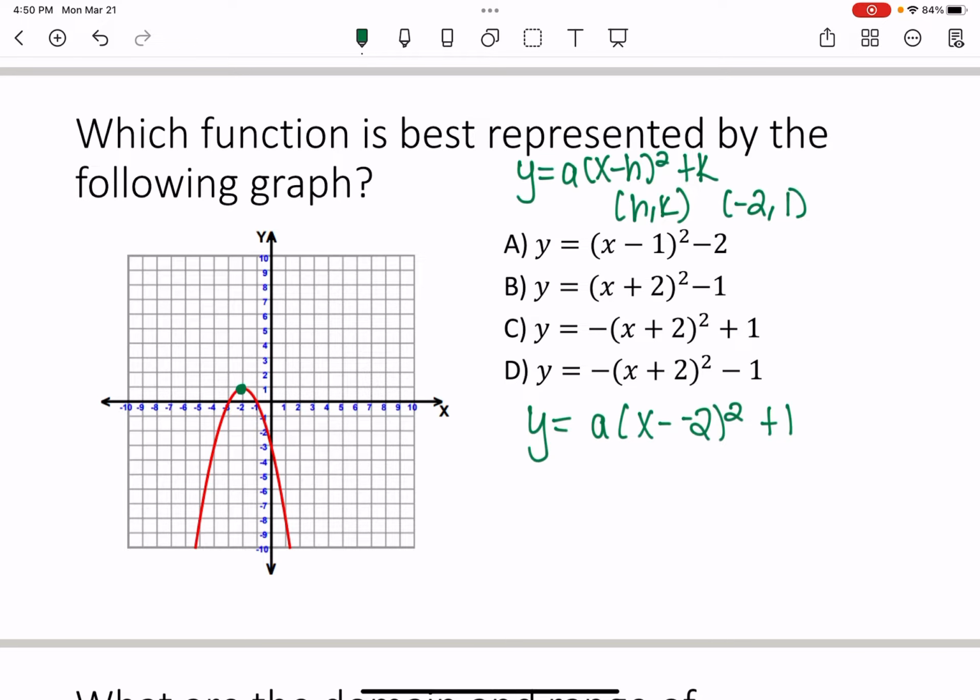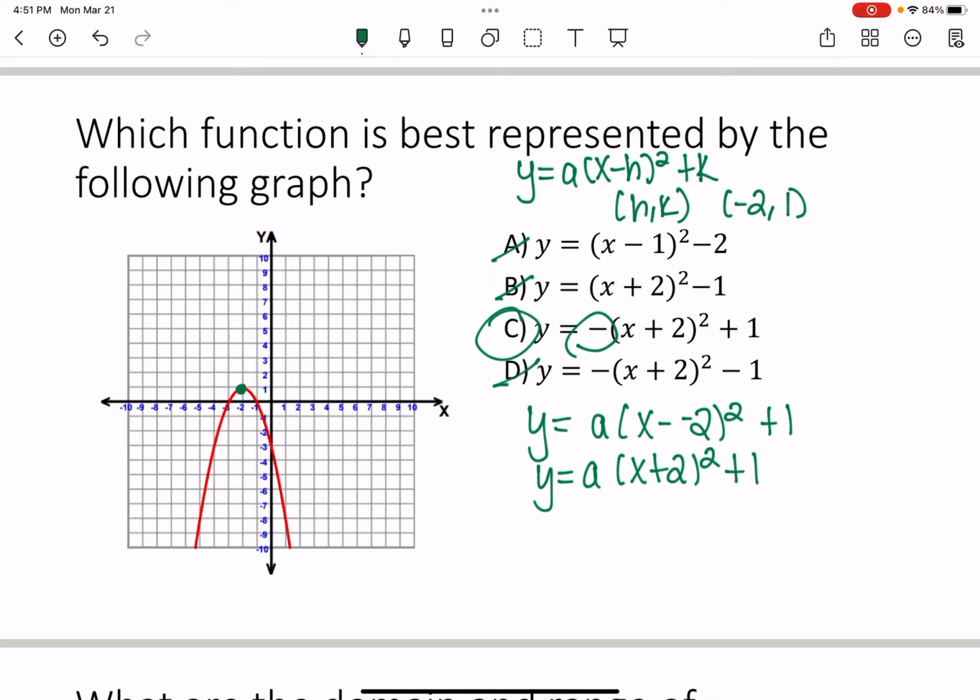So my equation is going to look like y equals a times x minus -2 squared plus 1. So that minus -2, I'm going to combine that and get y equals a times x plus 2 squared plus 1. So if I match this up to my answer choices, A doesn't work, B doesn't work, and neither does D. So the correct answer is C. You can see here this has an a of -1, and I'll show you how to calculate that.